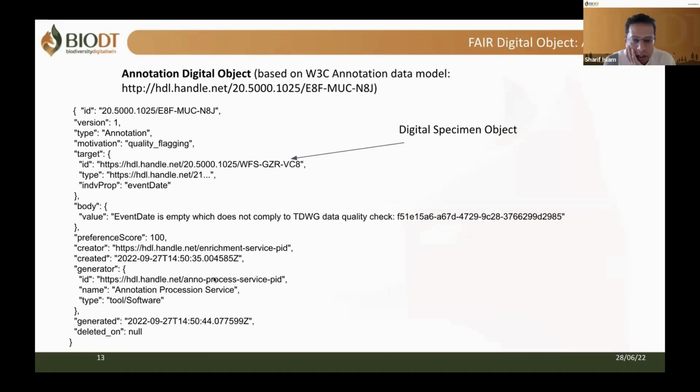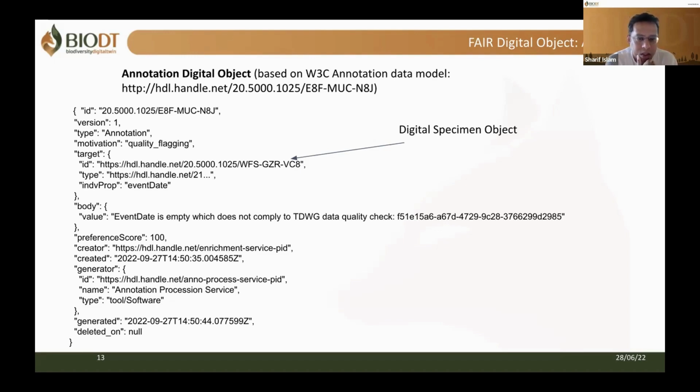A little bit more detail about the digital object. This is an example of what we call an annotation digital object, and some of the data model elements we borrowed from a W3C concept. On the top, you see the PID, the handle for the annotation object, but this annotation object is actually connected to a physical object. The arrow points to the target, and in the W3C annotation model, the target is the thing I'm annotating.